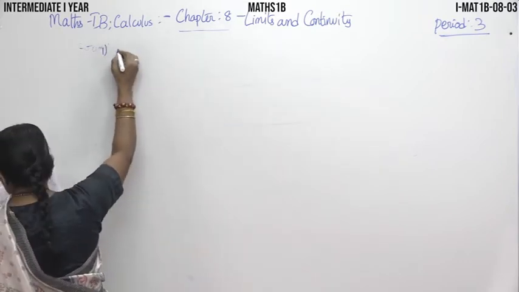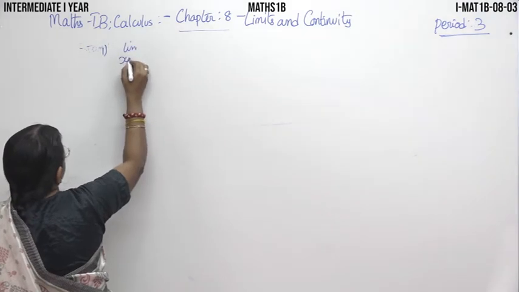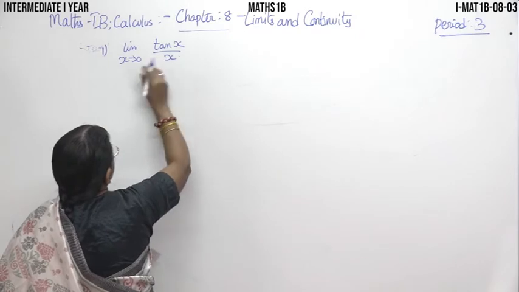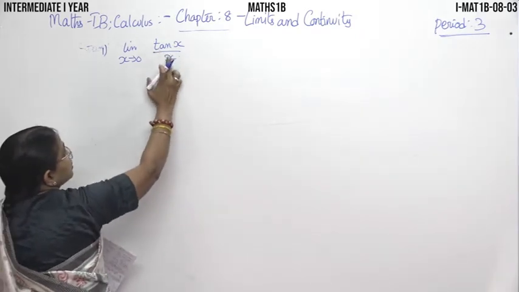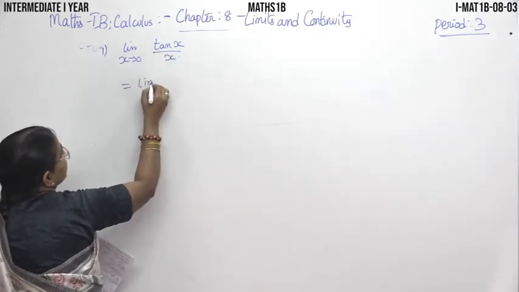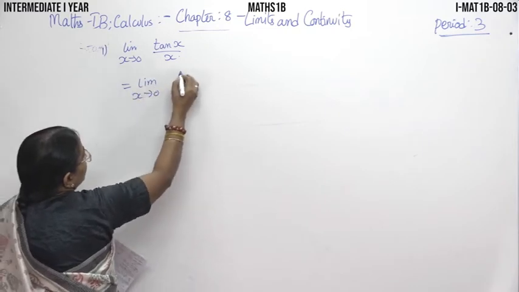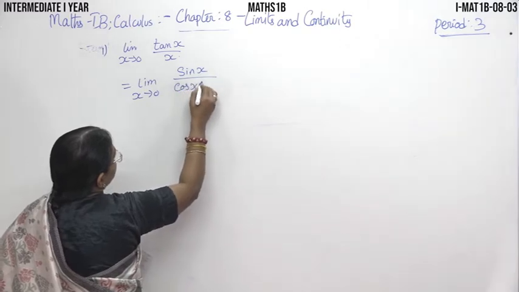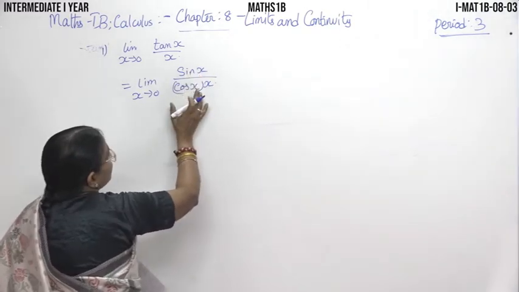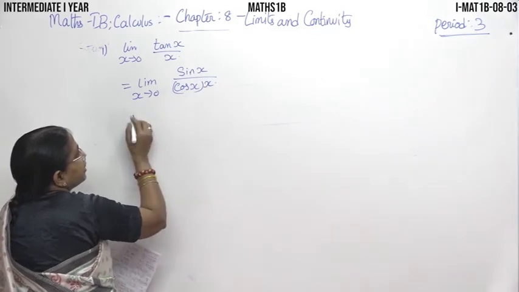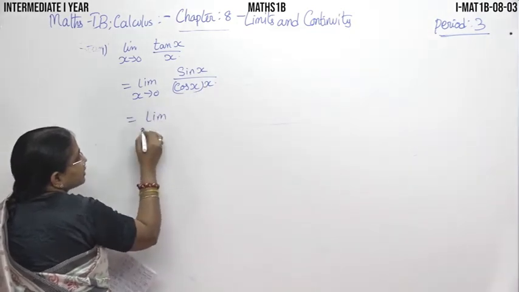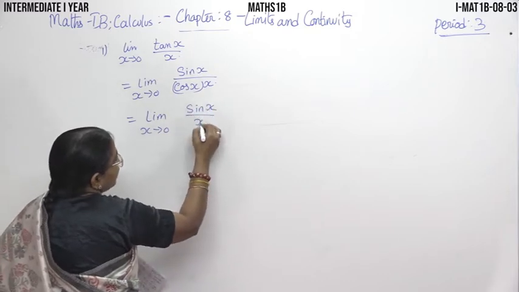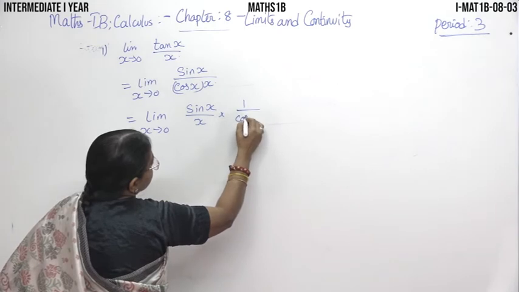So first problem, limit x tending to 0 of tan x by x. If I substitute, tan 0 is 0 by 0 form. So you have to simplify. How to simplify? Write tan x as sin x by cos x, so sin x by cos x into x. Now if you see, sin x by x is our standard form. So you must write like this: limit x tending to 0 of sin x by x you write separately, and then 1 by cos x you write separately.